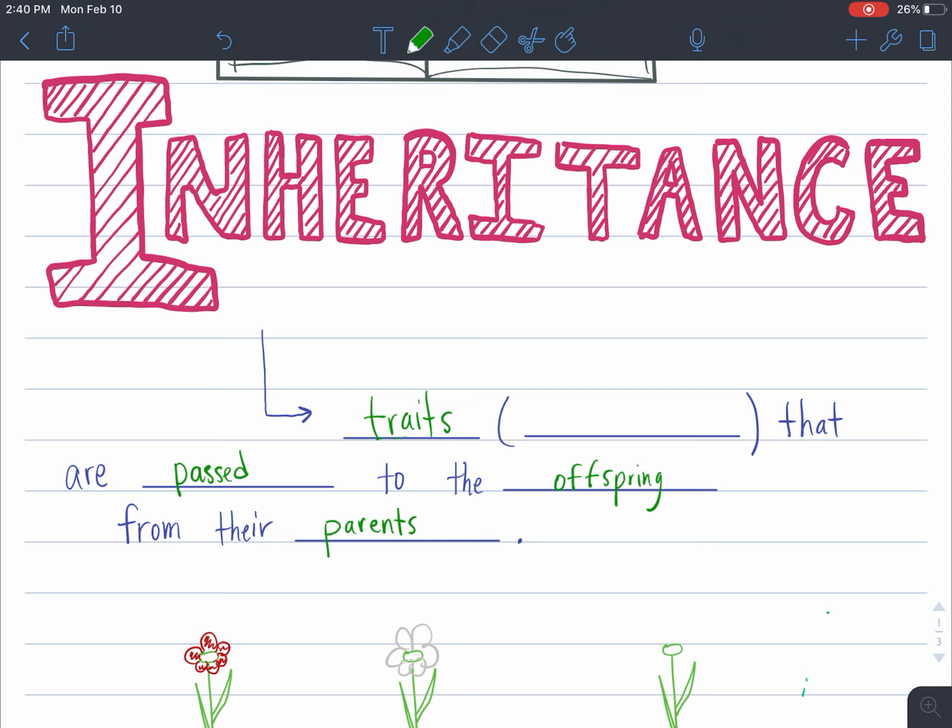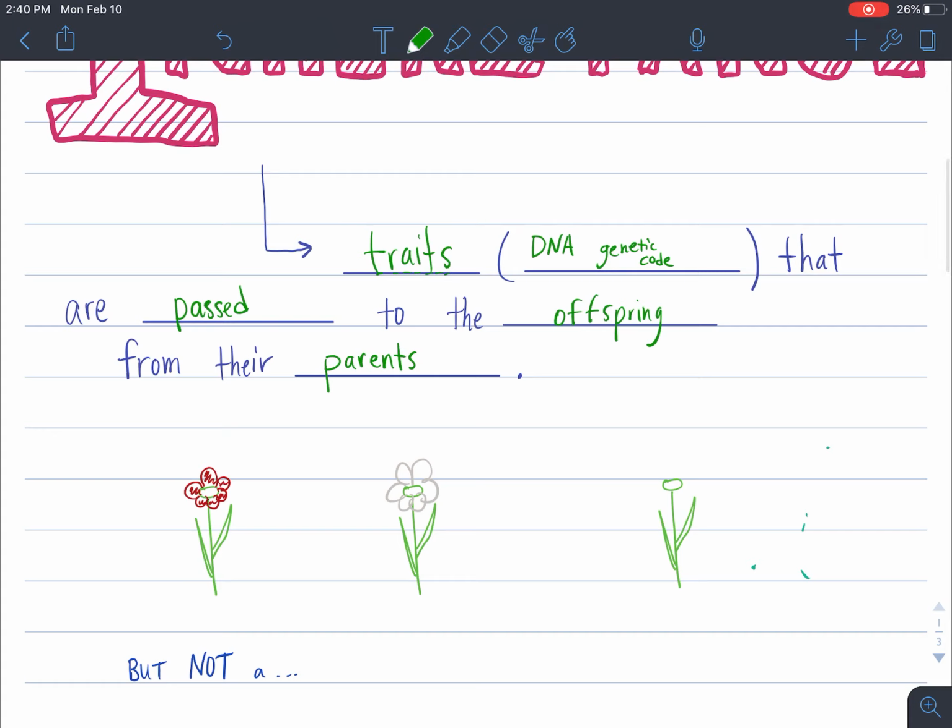Now, how those traits get passed on from the parents to the offspring is through the fact that it's DNA. And that DNA is what holds our genetic code. So traits are DNA, genetic code, and it's that code, that DNA, that gets actually passed on, and it's that DNA that gives us our traits. So let's say we had two flowers. Let's say we have over here a red flower, and we're going to mate this red flower with a white flower. So we use that kind of X or that multiplication sign if two organisms are going to multiply.